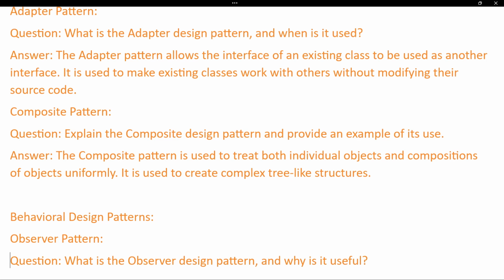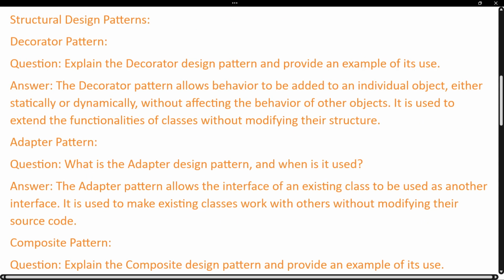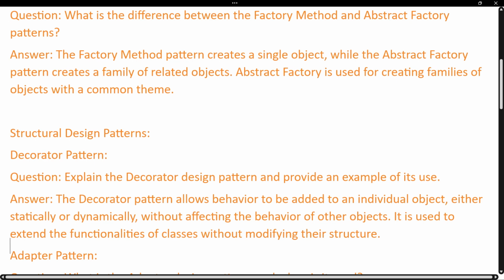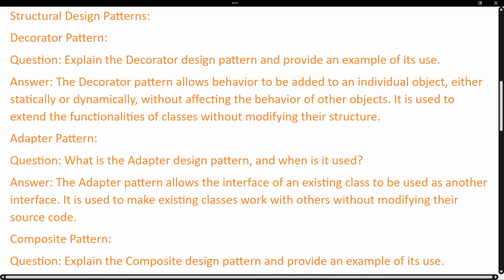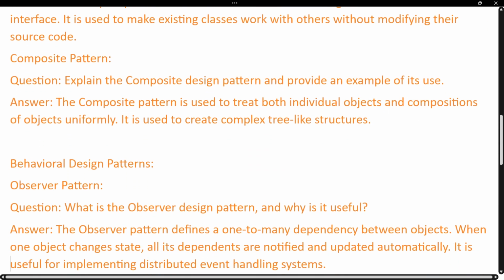The composite design pattern is used to treat both individual objects and compositions of objects uniformly. It is used to create complex tree-like structures. This is all a part of the structural design patterns. In structural design patterns, they may ask about decorator, adapter, composite and so on.